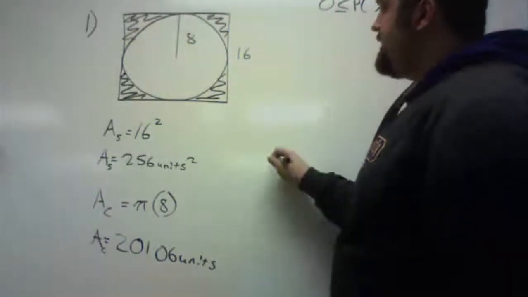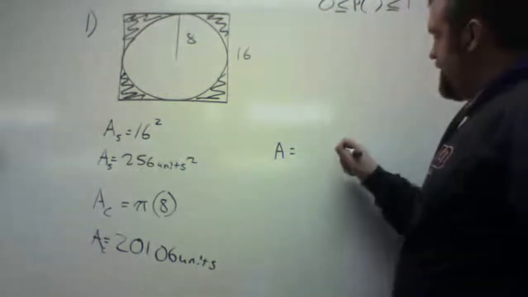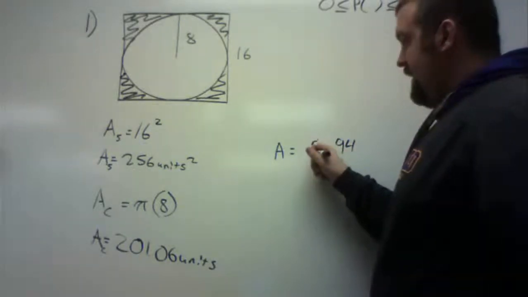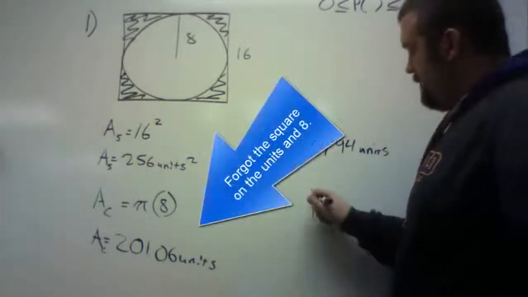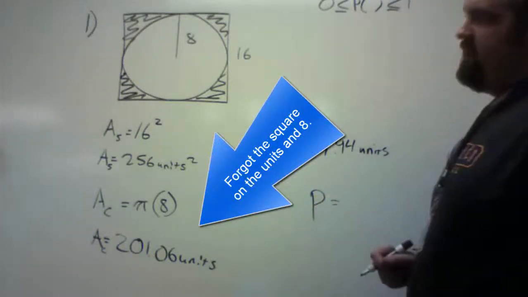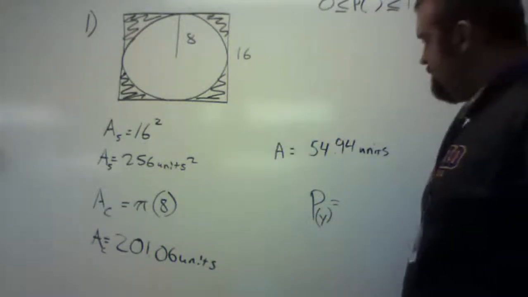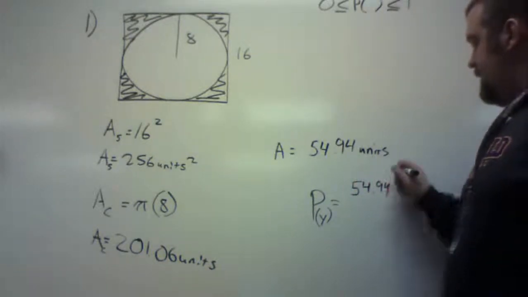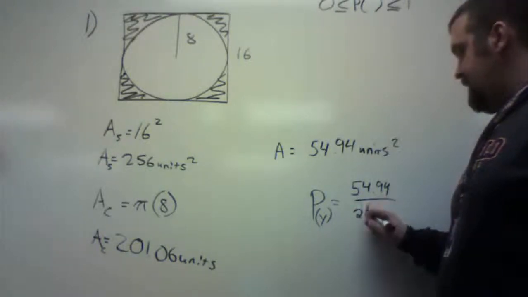Now the area that I'm interested in is the difference of the two. So 256 minus 201.06 is going to be 54.94 units squared. Now the probability that it's in the shaded region, so I'm going to say probability of Y, yellow shaded region, is going to be 54.94 units squared divided by 256 units squared.